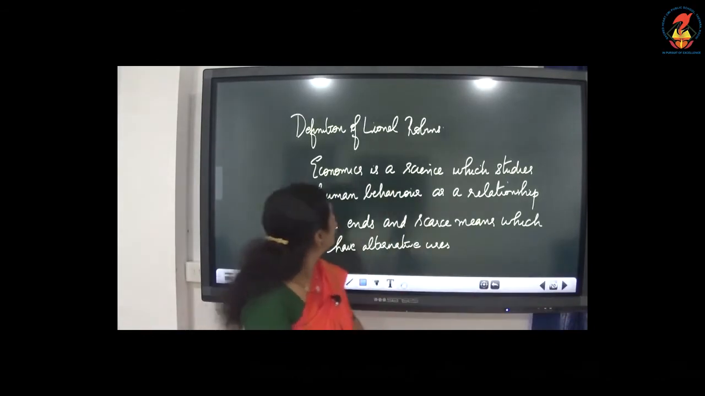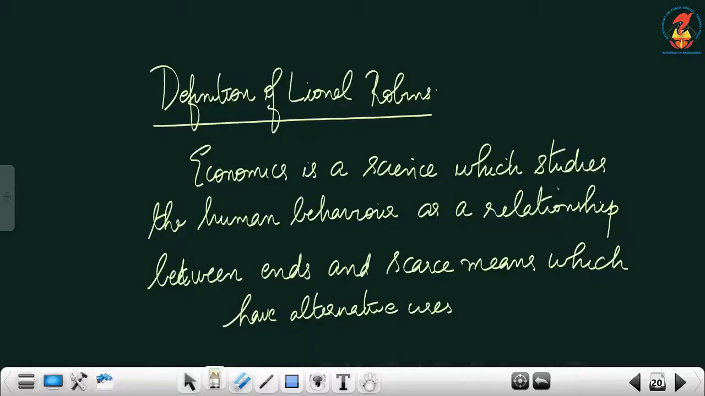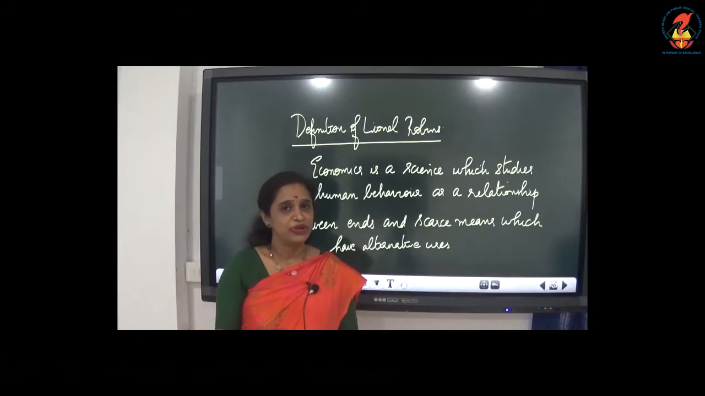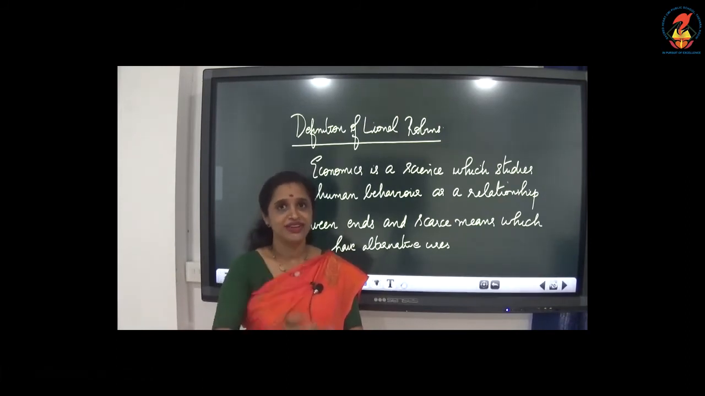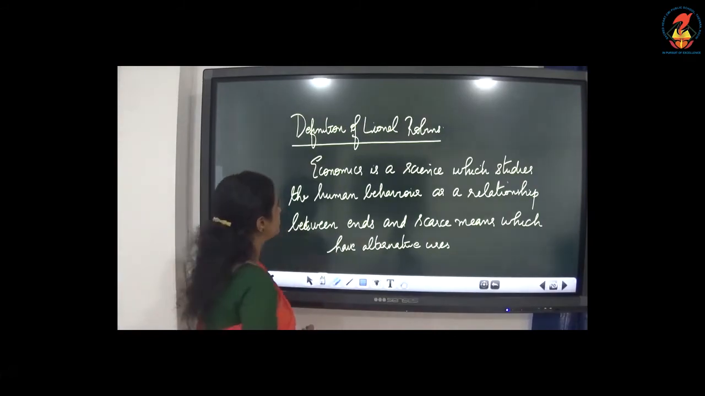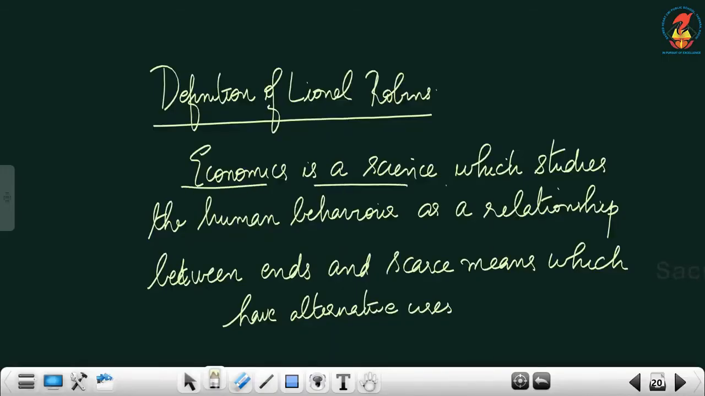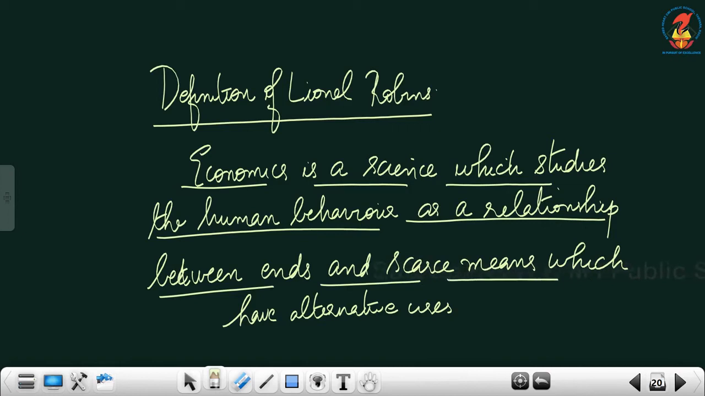Now we will move on to the definition of Lionel Robbins. I told you the definition of Lionel Robbins stands as a base for chapter 1 of your microeconomics. Now we'll go back to the definition of Lionel Robbins, then you will understand his definition. Let me read his definition. Economics is a science which studies human behavior as a relationship between ends and scarce means which have alternative uses. Let us simplify that.